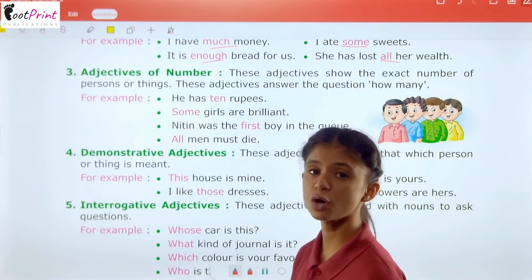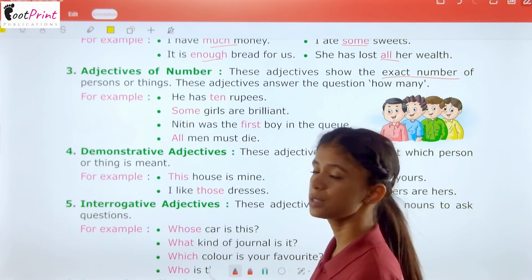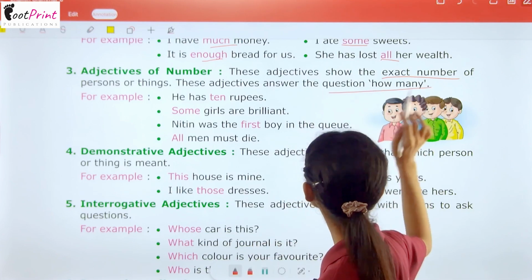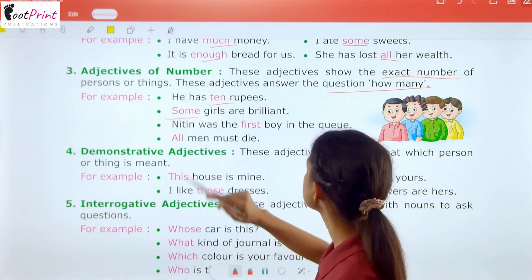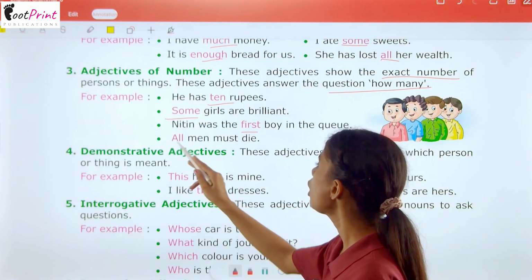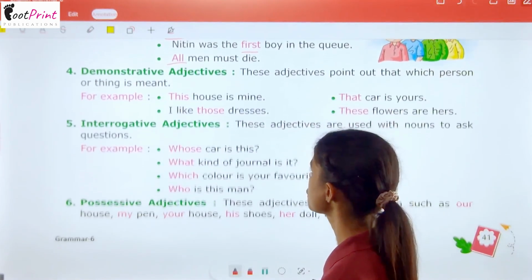Next, we have adjectives of number. They show the exact number of persons or things. They talk in numbers. They answer the question how many. For example, he has 10 rupees. Some girls are brilliant. Nitin was the first boy in the queue. All men must die.